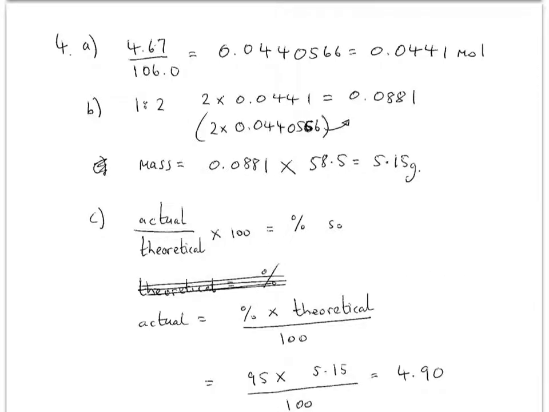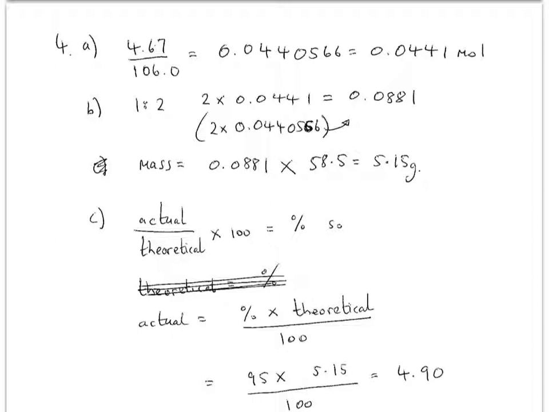Question 4a, 4.67 grams of sodium carbonate were added to an excess of HCl. The following reaction occurred. Calculate the amount of moles of sodium carbonate. Mass divided by molar mass equals moles, again to 3 sig fig, 0.0441 moles.